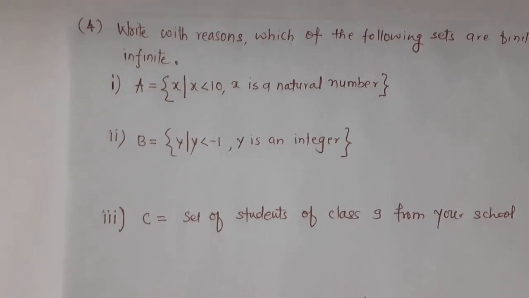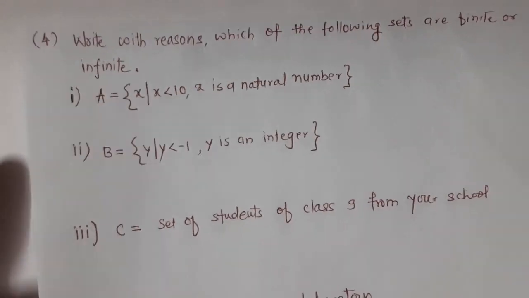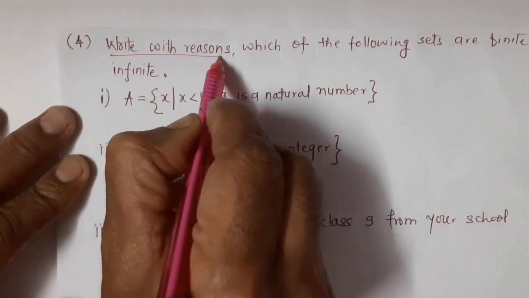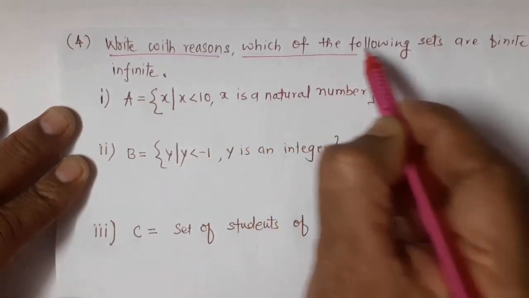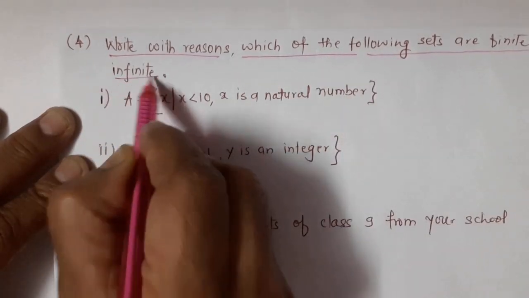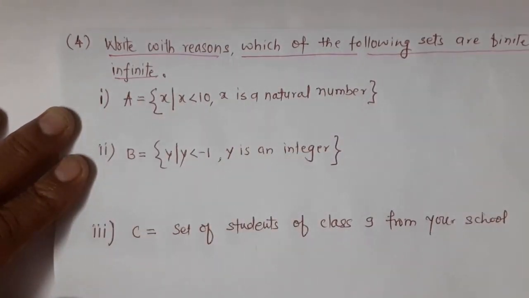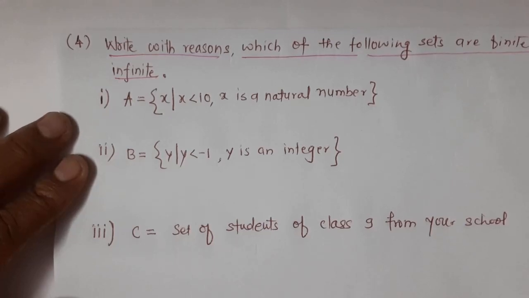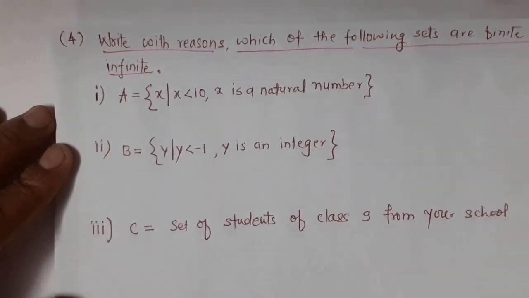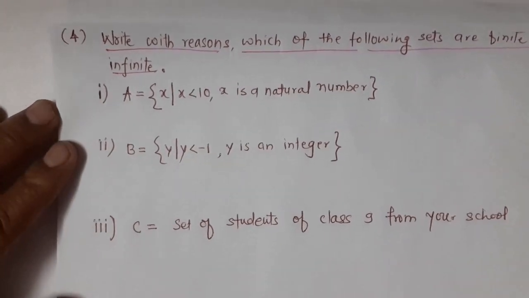Okay, what is that fourth example? You have to write with reasons which of the following sets are finite sets or infinite sets. Okay, which are finite sets or infinite sets. So I am taking the first example. So what is the first example? This is the first example.